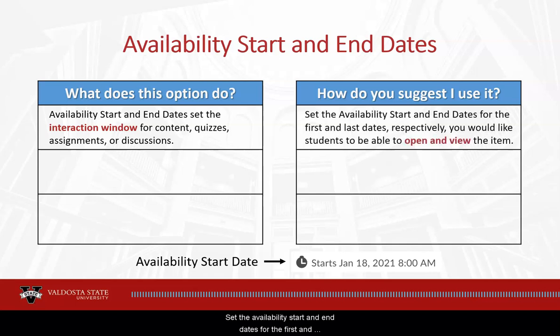Set the availability start and end dates for the first and last dates, respectively, you would like students to be able to open and view the item. If a discussion is available, that means students can read or review any existing threads. In most cases, you do not want to add an availability end date to a discussion because it removes the ability for students to review threads. Instead, you would add a locking end date to stop additional posts from being added to the discussion topic. We'll look at locking dates soon.